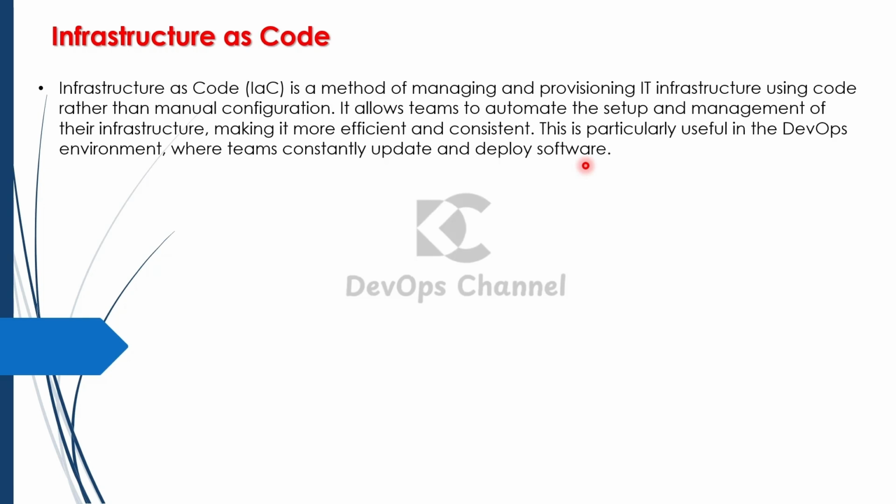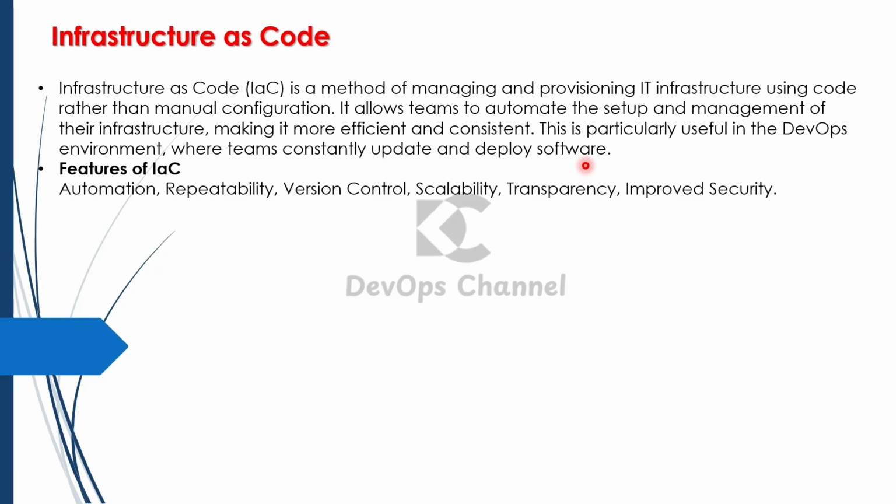Okay, so we learn about those tools also. Now let's move ahead. So what are the features of infrastructure as code? The first one is automation. There is no point if there is no automation, right? Second one is repeatability. Okay, so it should repeat your code.